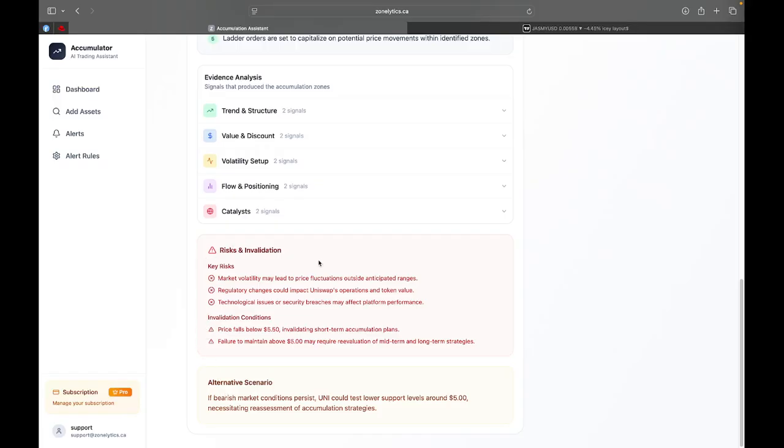It also says risk and invalidation. Let's make sure that we read this part. Key risk: market volatility may lead to price fluctuations outside anticipated ranges. Regulatory changes could impact Uniswap's operations and token value. Technological issues or security breaches may affect platform performance, so always keep these things in mind.